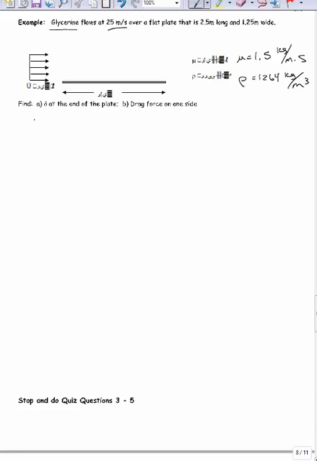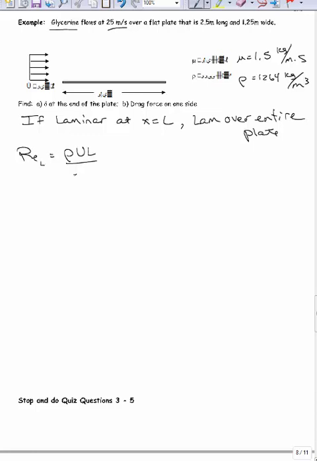So if laminar at x equals L, then it must be laminar over the entire plate, because the Reynolds number is just going to be smaller at smaller x values. So if it's laminar at x equals L, it's laminar over the entire plate. So you want to find the Reynolds number at L. The Reynolds number at L, rho UL over mu, comes out to be 5.27 times 10 to the 4th.